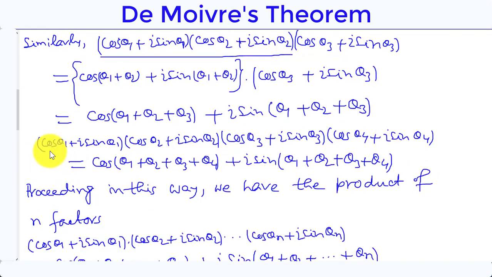Again, taking the product of four terms, (cos theta 1 plus i sin theta 1) (cos theta 2 plus i sin theta 2) (cos theta 3 plus i sin theta 3) into (cos theta 4 plus i sin theta 4) is equal to cos of (theta 1 plus theta 2 plus theta 3 plus theta 4) plus i times sin of (theta 1 plus theta 2 plus theta 3 plus theta 4).